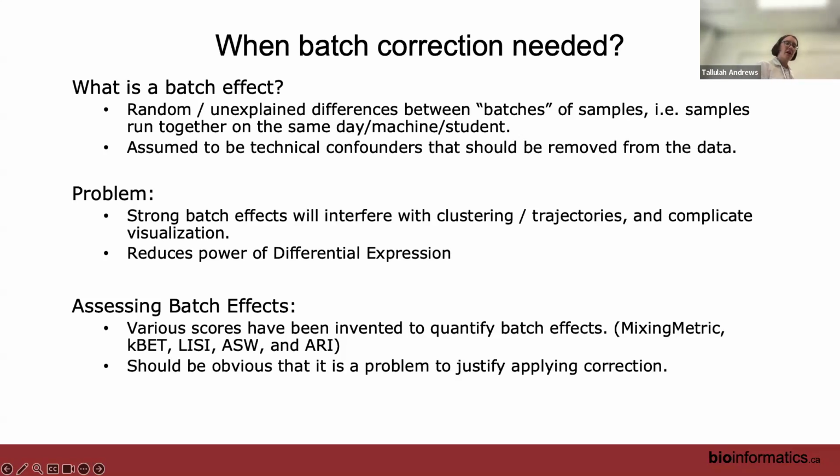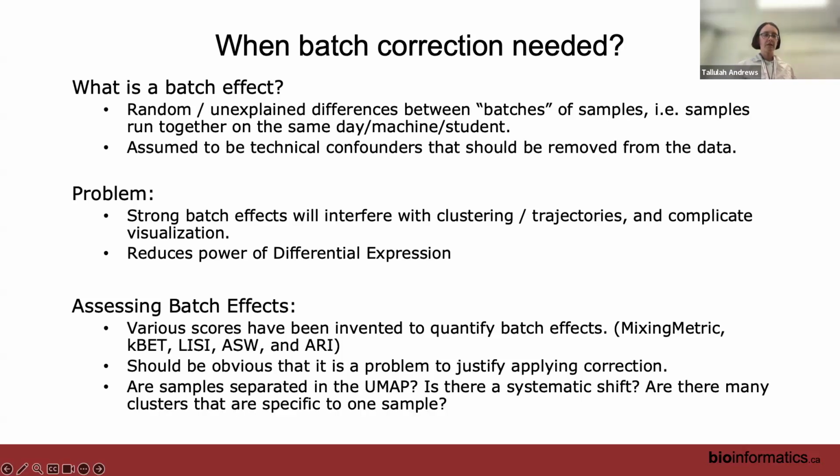And while you can calculate all of these scores and try to come up with some sort of threshold, in practice, it's usually pretty obvious if you need to do batch effect correction. You can just throw up your UMAP, color it by your different batches, and say, oh no, I've got duplicate clusters for all of my different batches, so I need to do batch effect correction. So in practice, usually what we're doing is just look at the UMAP. Are my samples separated? If yes, I need to do some sort of batch effect correction or integration.